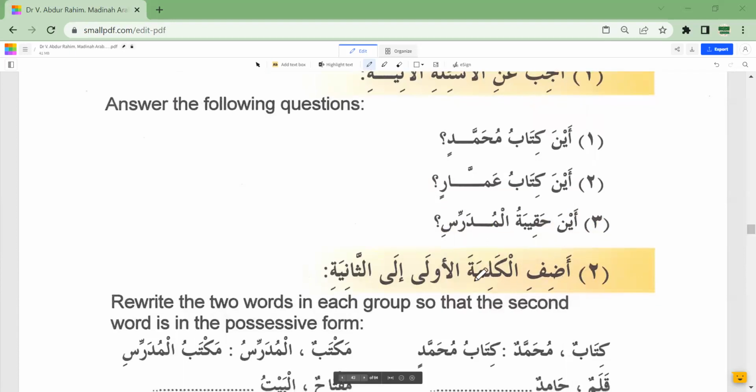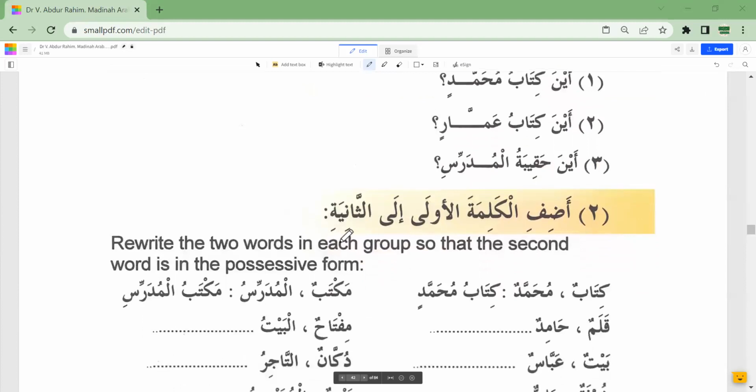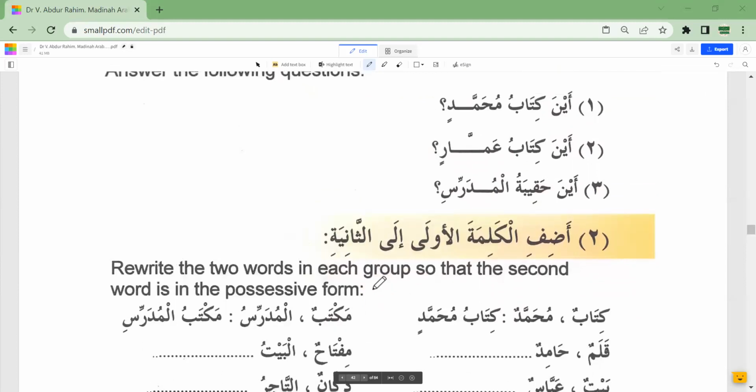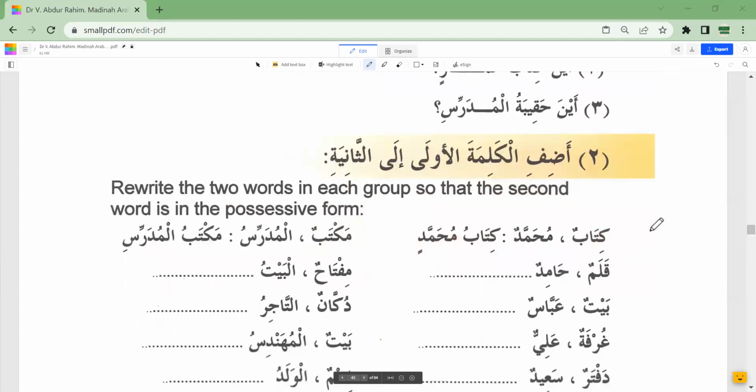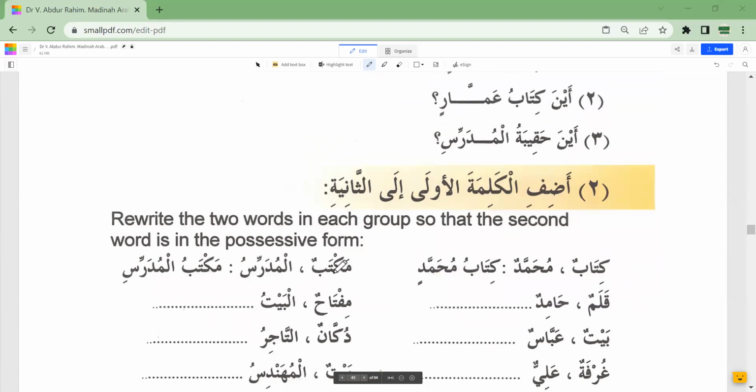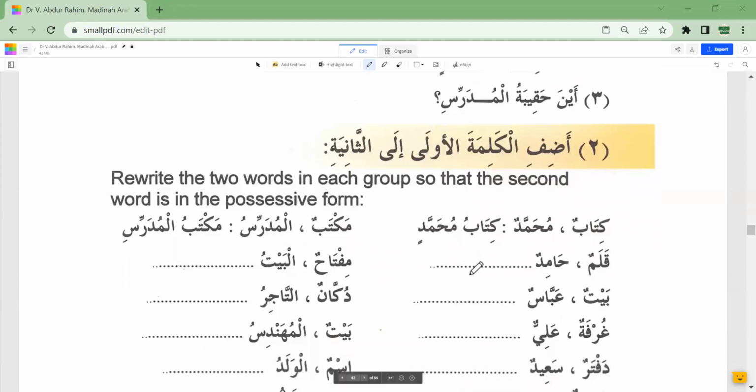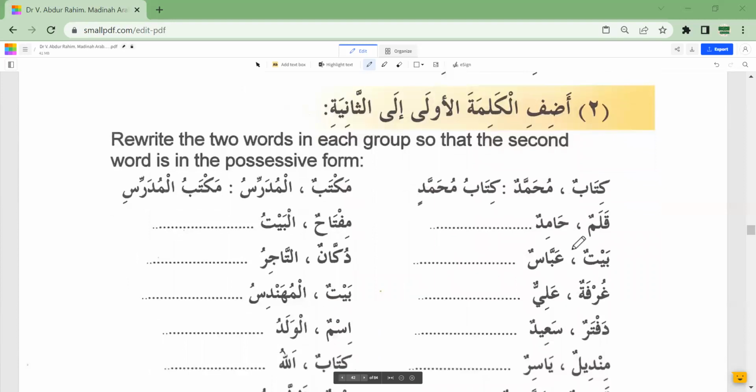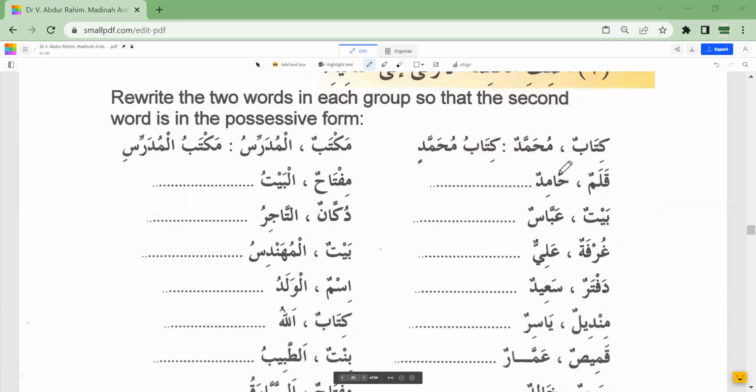Okay. أضف الكلمة الأولى إلى الثانية. So what we have to do is write the two words so that the second word is in the possessive form. We have kitabun and muhammadun. We have to make it into a murakkab, mudaf ilayhi murakkab. So we will say kitabu muhammadin. Okay, so maktabun and al mudarrisu. It will become maktabul mudarrisi. Just like that. So can you try some of these? There are many. We can just do a few and then move on.